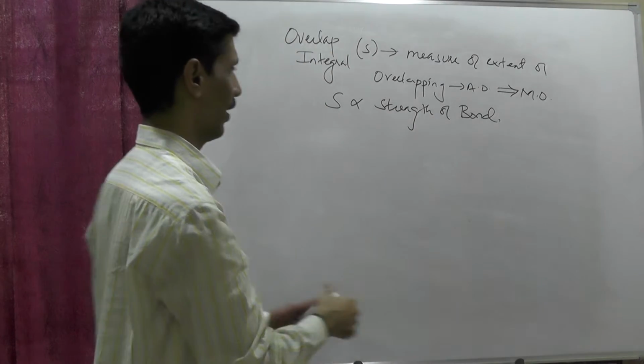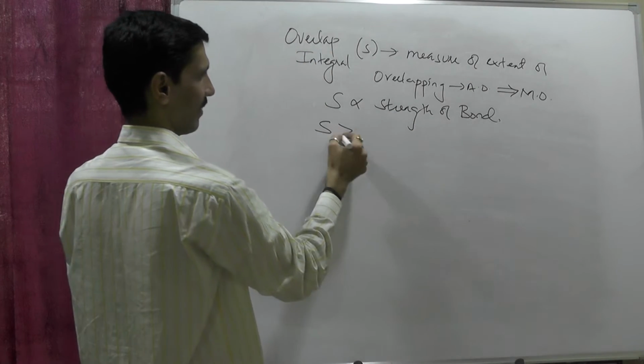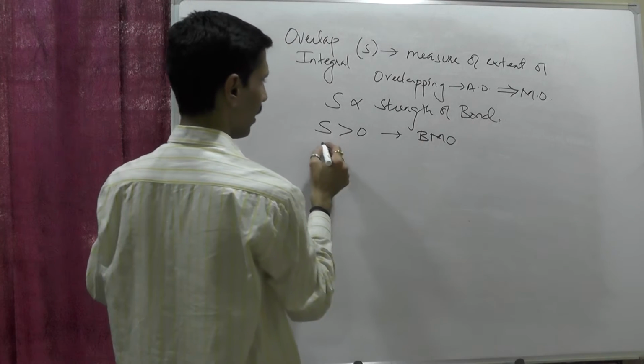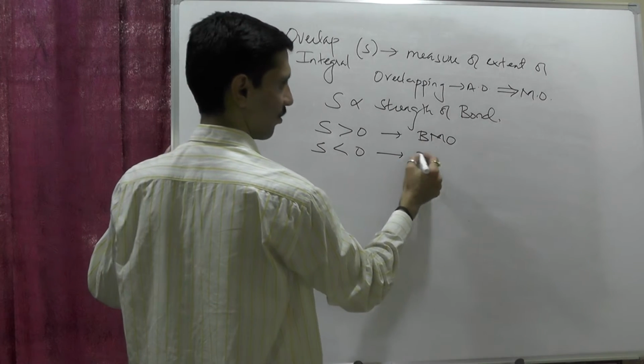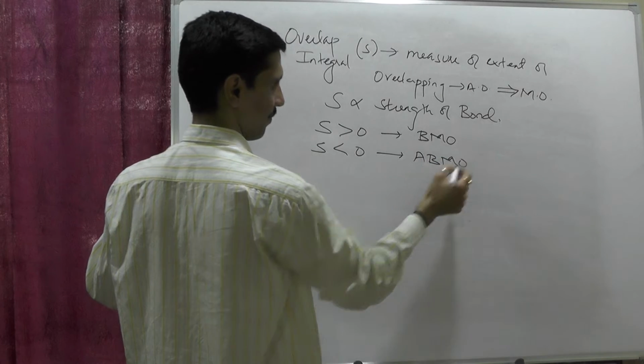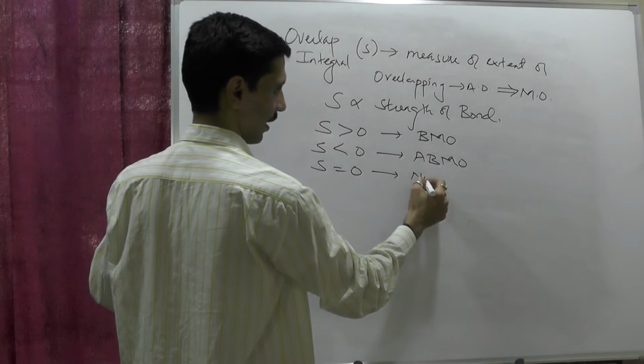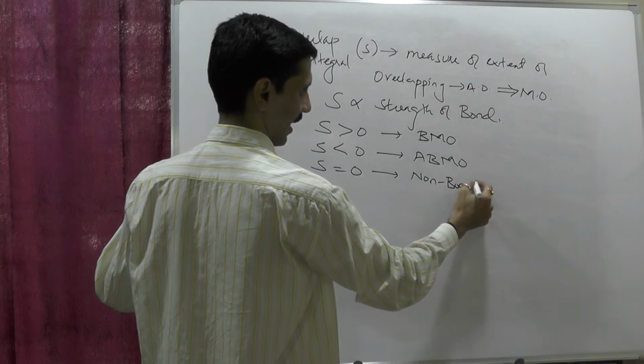Okay, so when S value is greater than 0, तो वो हो जाएगा क्या? BMO. S value less than 0, it is going to be what? Antibonding molecular orbital. Now what about S is equal to 0? याद है मैंने बताया था आपको non-bonding. I consider that as a general case.